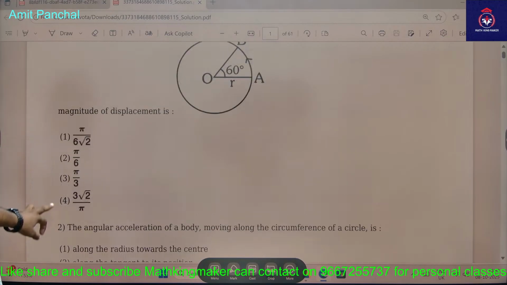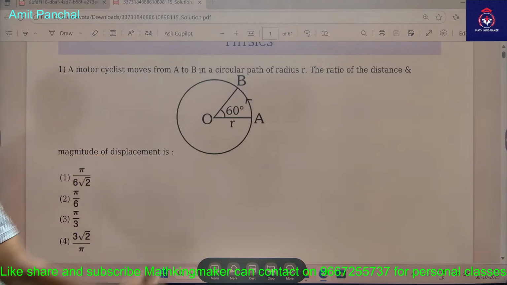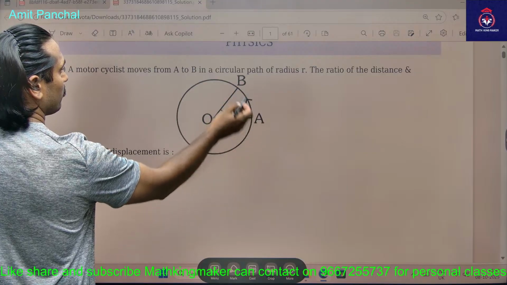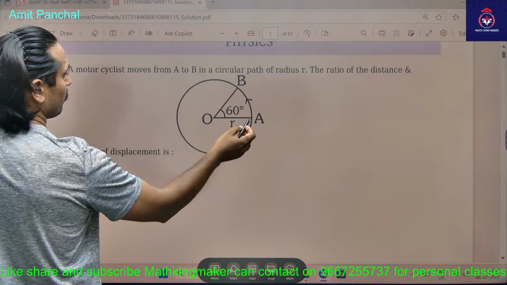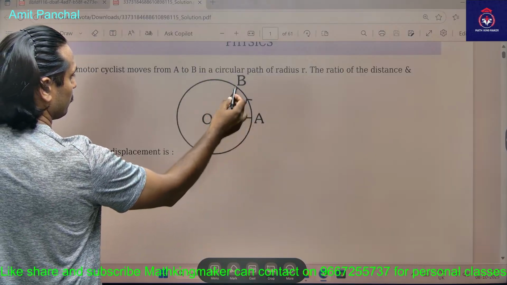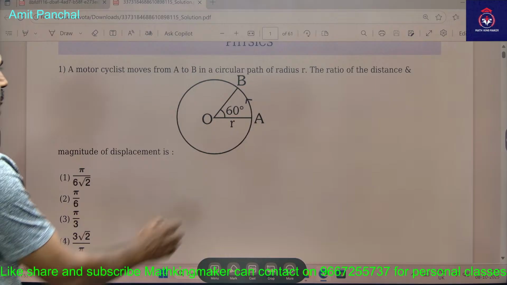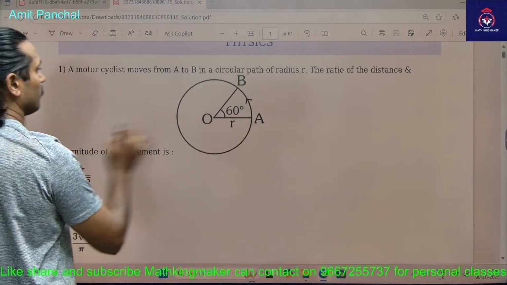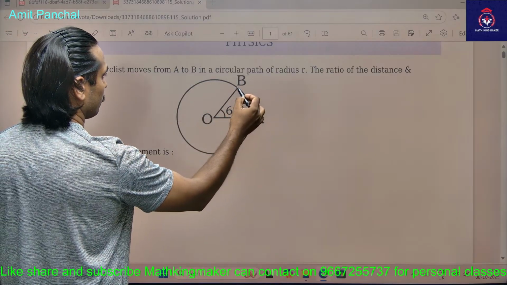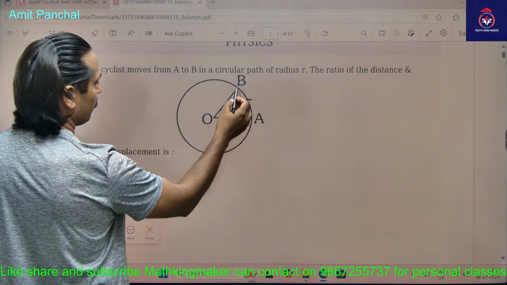In the first one we have to find the ratio of distance and magnitude of displacement. So distance will be this one, from A to B. That will be the arc, and the displacement would be the straight line between A and B. Arc length is the distance and displacement is the straight line. This straight line, the displacement, will be the straight line.